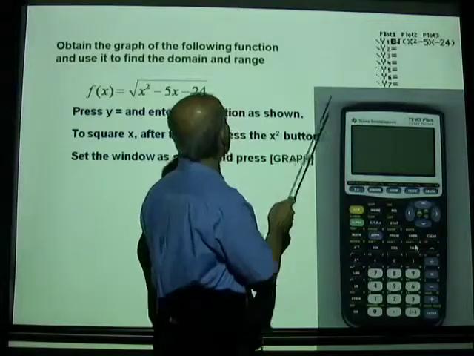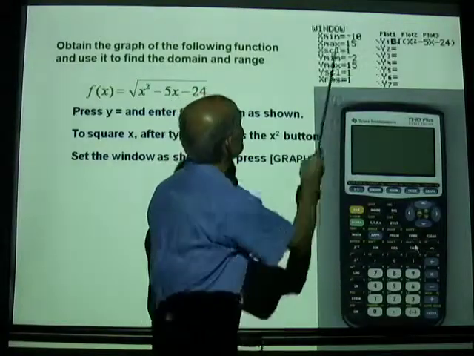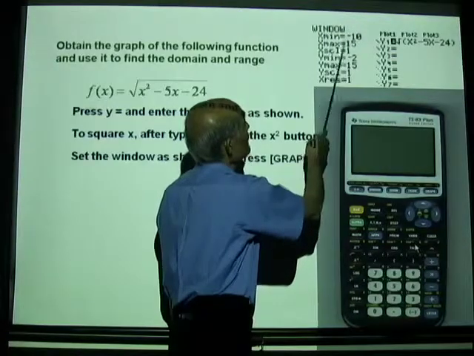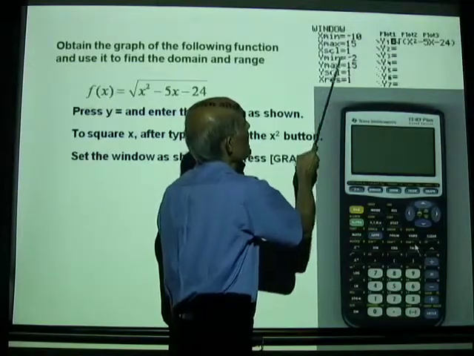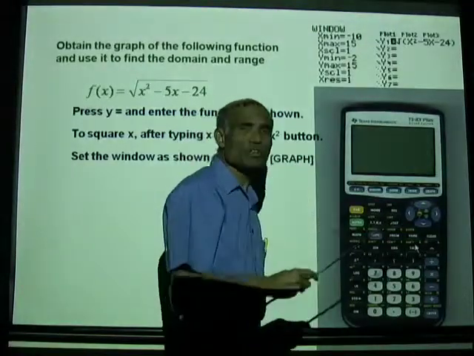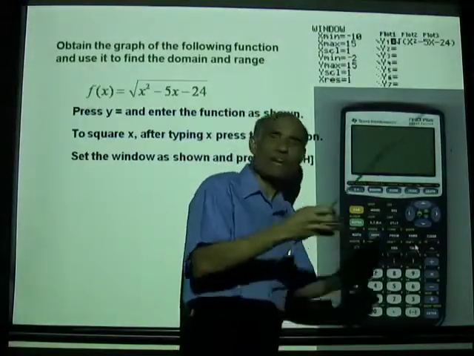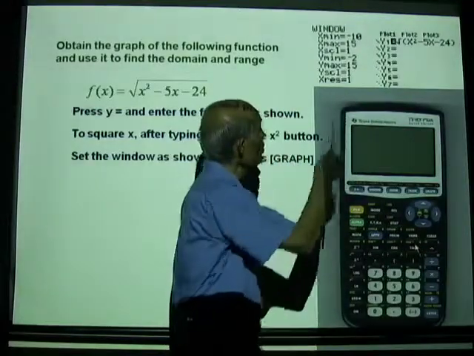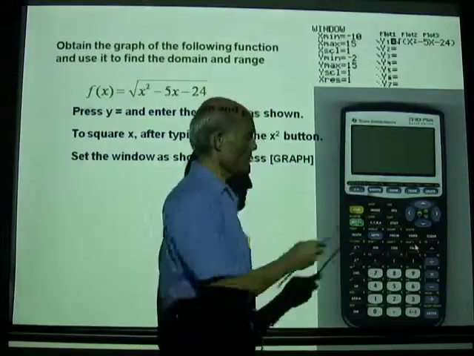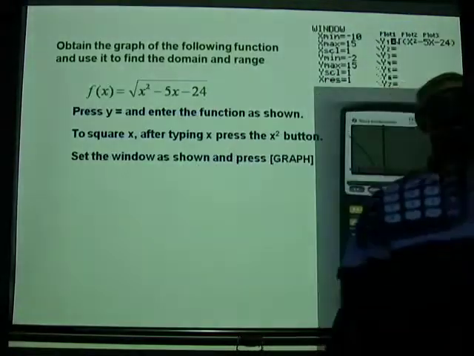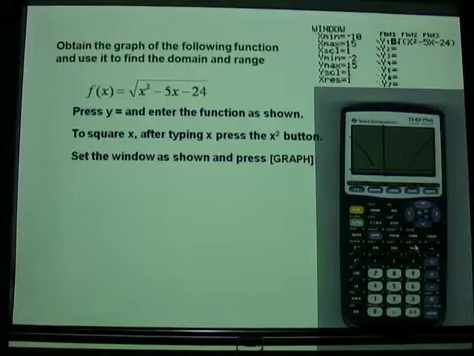And the window, use this window. X minimum negative 10, x maximum 15, y minimum negative 2, y maximum 15. You can actually obtain this by trial and error. If you don't like the look of the graph, you can go and change the window. Alright, press graph and see how that graph looks. Isn't that a beautiful graph? What does this tell you?